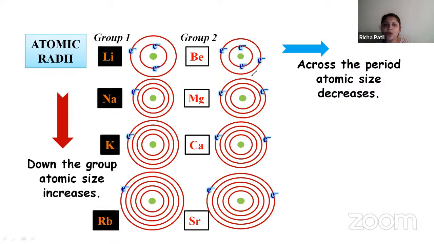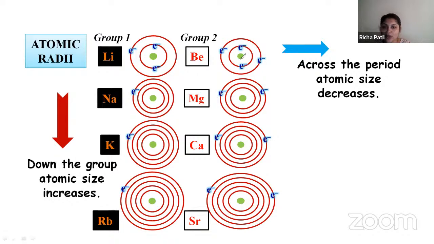Why? What is the reason for atomic size decreasing across the period? The reason is that when you go across the period, there is addition of an electron, a single electron, in the same shell. Only in the same shell there is addition of an extra electron.